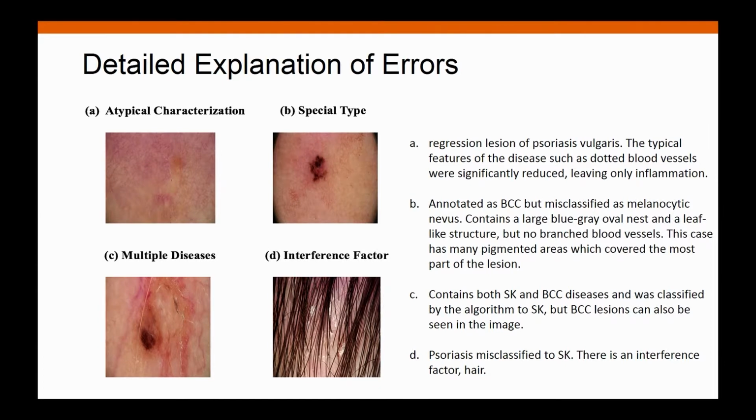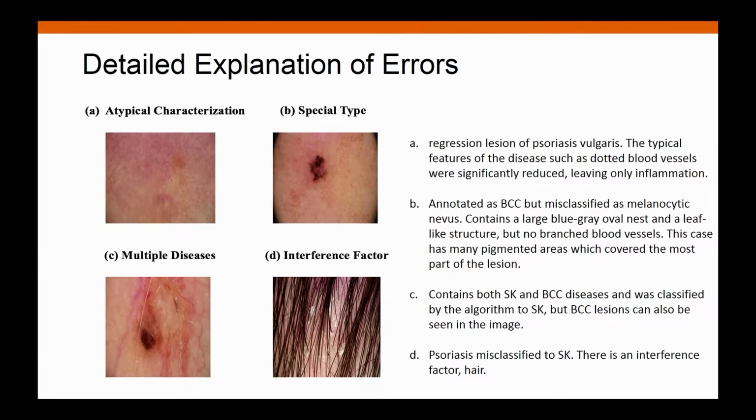And figure B is actually a special type of BCC. This image is annotated as BCC but was misclassified. This is actually a not usually seen feature of the BCC disease, and we believe that is the reason why the computer algorithm didn't recognize it.